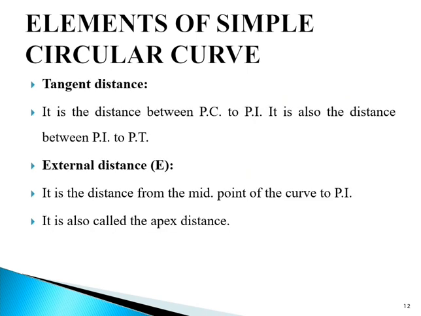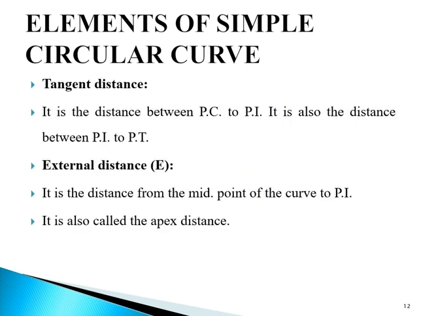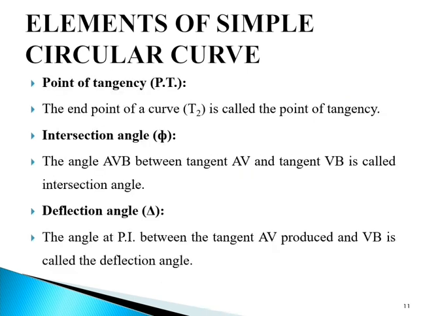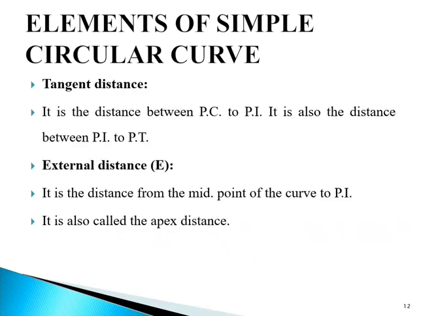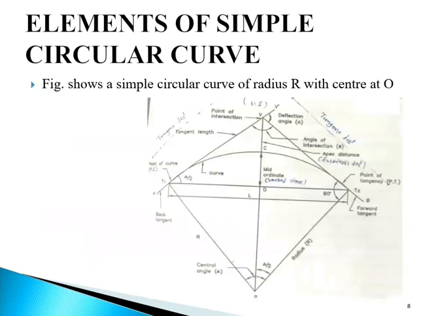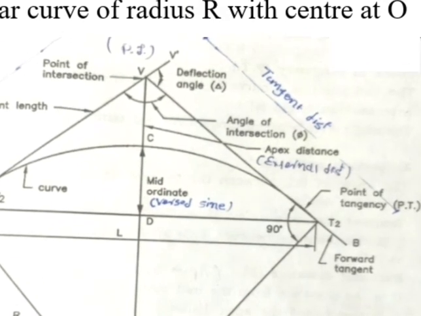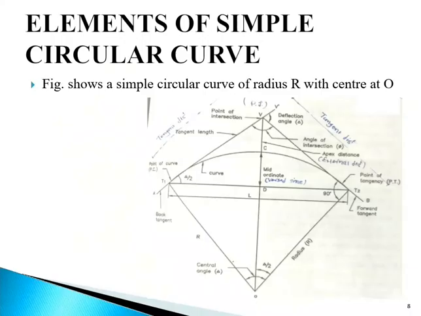Next is tangent distance. It is the distance between PC, the point of curve, and PI, the point of intersection. Be sure you remember it, so I am repeating it. It is also the distance between PI and PT. So the tangent distance will be this one, PI to PT, on both sides.